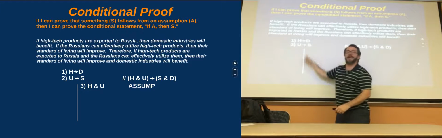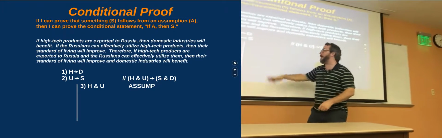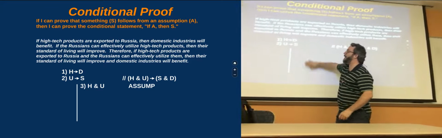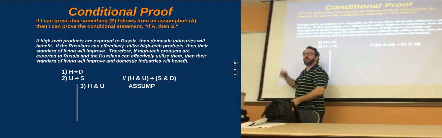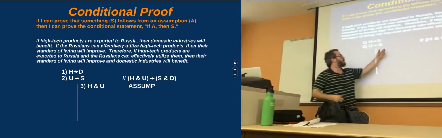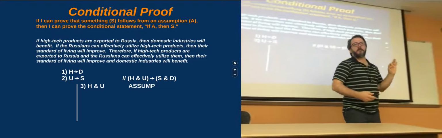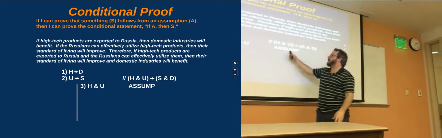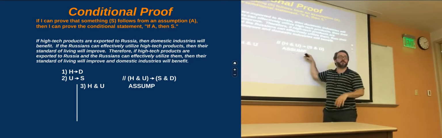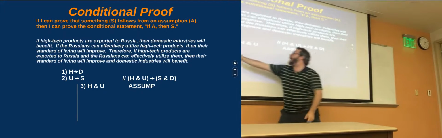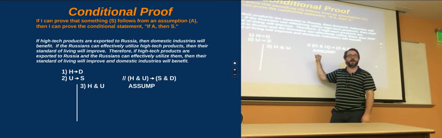I'll indent a bit, and a lot of folks will even make a big vertical line that shows that everything that's going to follow here is part of a hypothetical world where I'm making some sort of assumption. I'm going to kick this whole hypothetical world off with an assumption, and that assumption in this case is H and U. The justification that I offer for it is assumption. Anytime I use this assumption rule to introduce something new, I've got to indent and create a new hypothetical world in order to do that.